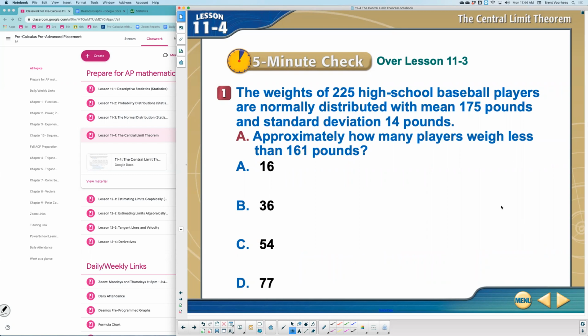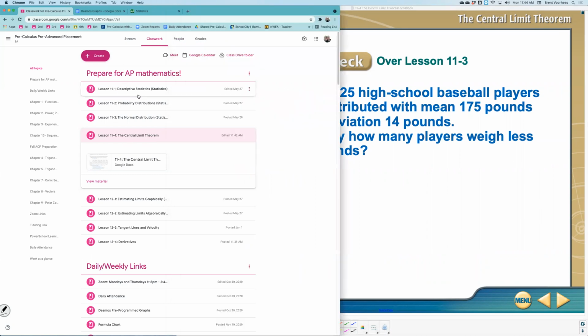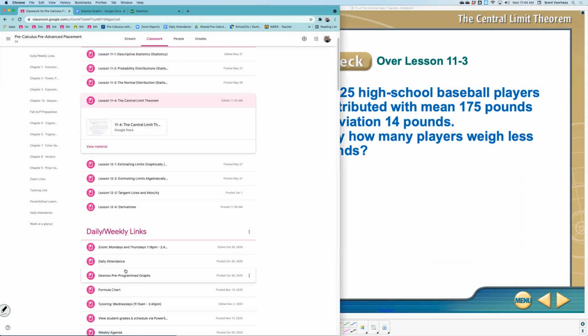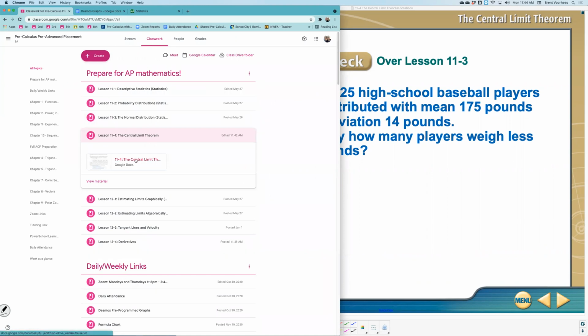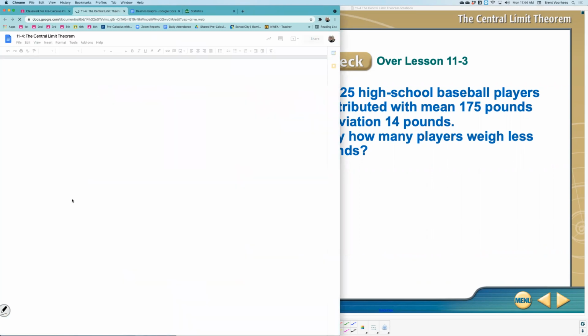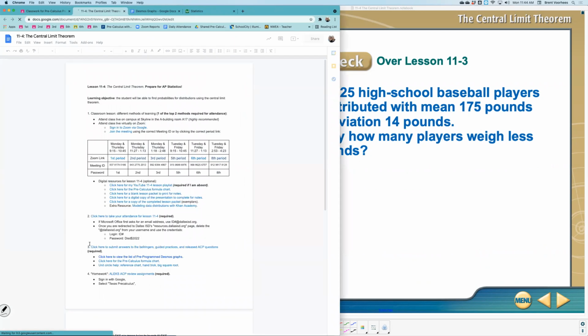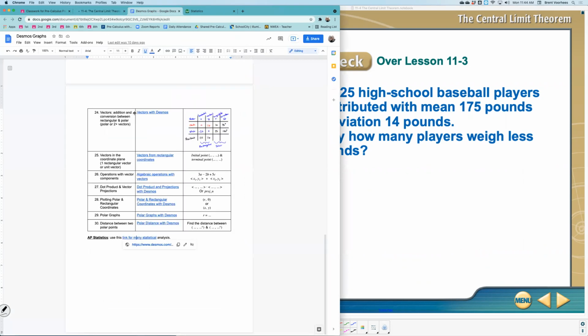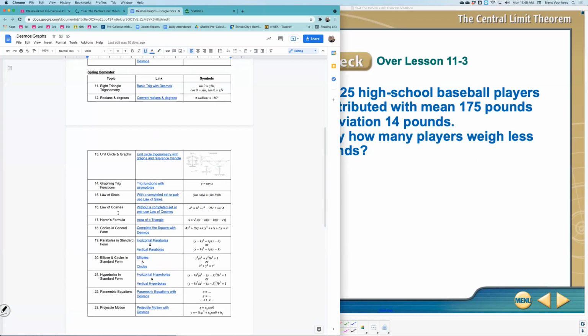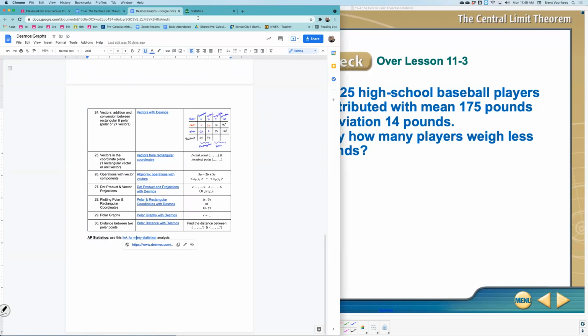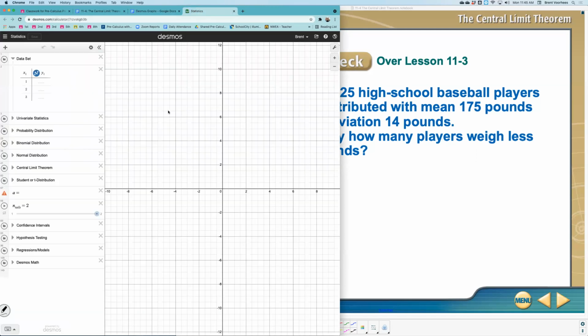Now, with my calculator, and while I'm here, let me go over to our digital classroom. You can go down to either daily or weekly links and select Desmos pre-programmed graphs, or you could open up this document here. In between number 3 and 4 on the left, you will see the calculator listed in a different color blue. Here's our calculator sheet. If I go all the way down to the bottom, there's AP Statistics, and when you click that, it should open up this chart.